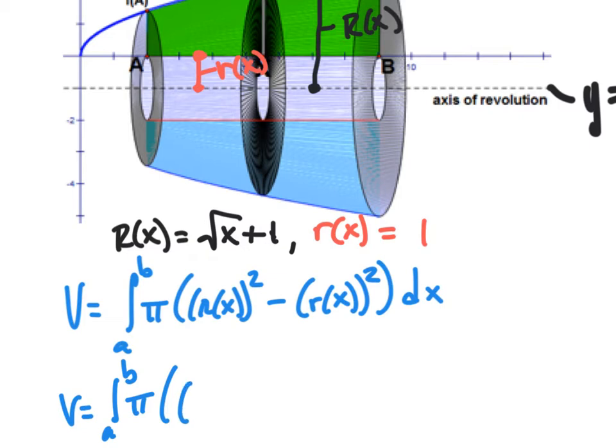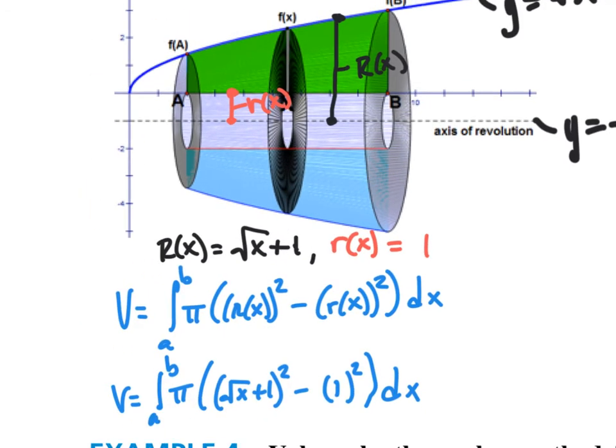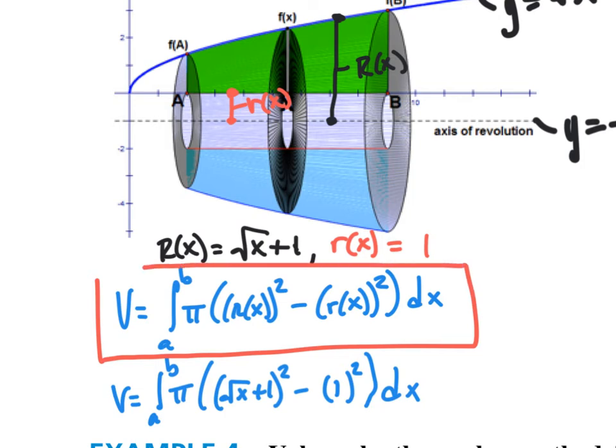And then I have to do my big R of x, so the square root of x plus 1, that quantity squared, minus little r of x, which is the quantity 1 squared, that whole quantity, then dx, okay? And that will give us our volume, all right? And so this right here, folks, is the formula that we're going to use for the washer method, okay? It's pretty similar to the disk method, it's just that we have this little added thing, okay?